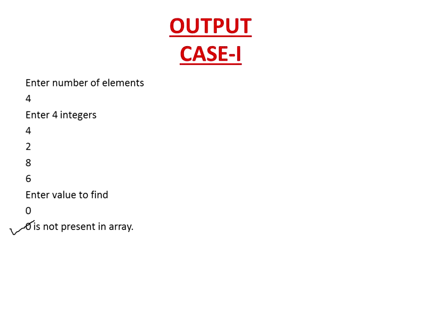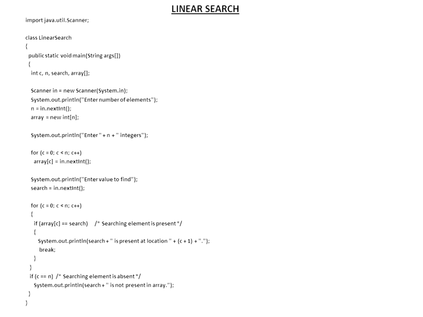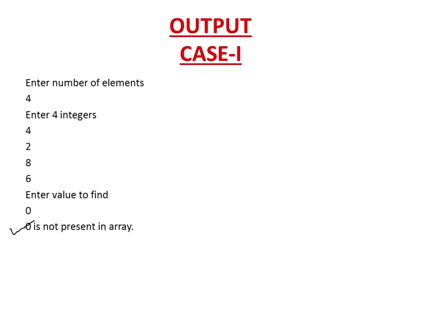This is case 1, in which the value that we want to find is not present. So the output is "0 is not present in array", because what we have here is System.out.println, search plus, that means the data item that we want to find out, then the string "is not present in array". So this is the output.